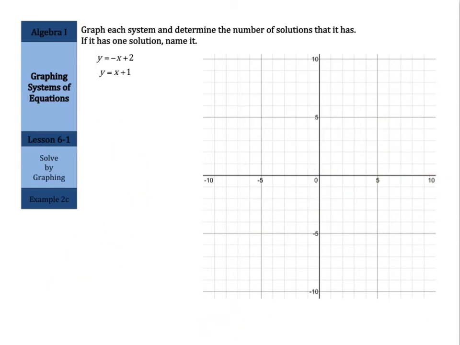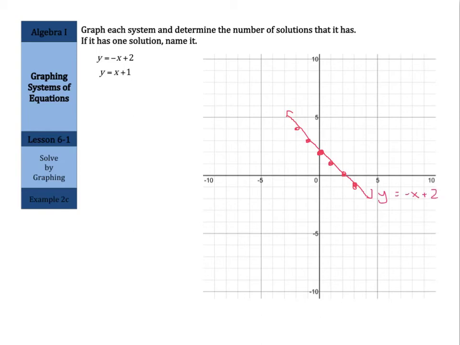Now, these are already in slope-intercept form, so if I graph the next one, y equals negative x plus 2, my y-intercept is at a positive 2, and my slope is negative 1 over 1, so down 1 over 1, down 1 over 1, down 1 over 1, or up 1, back, up 1, back. And I'm just going to quickly draw on this sketch right about there. And I'll label that graph y equals negative x plus 2.